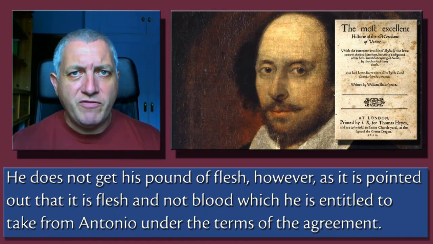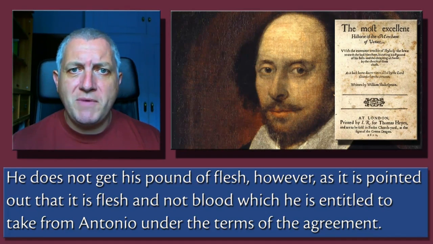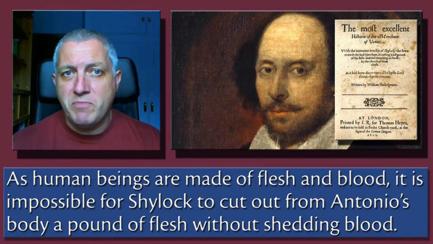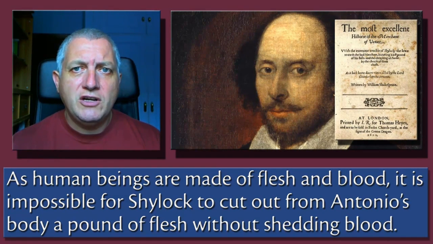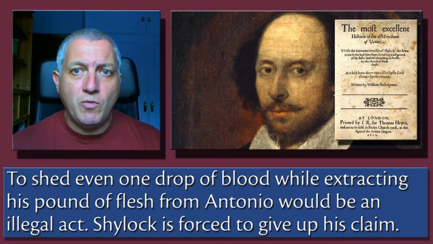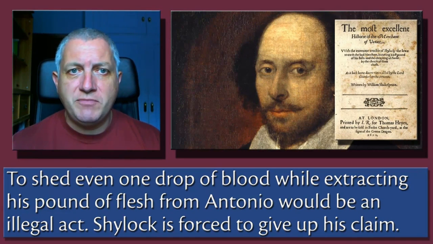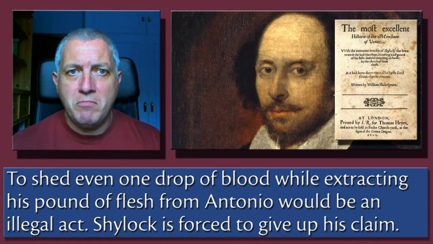He doesn't get his pound of flesh, however, as it's pointed out that it's flesh and not blood which he's entitled to take from Antonio under the terms of the agreement. As human beings are made of flesh and blood, it's impossible for Shylock to cut out from Antonio's body a pound of flesh without shedding blood. To shed even one drop of blood while extracting his pound of flesh from Antonio would be an illegal act. Shylock is forced to give up his claim.